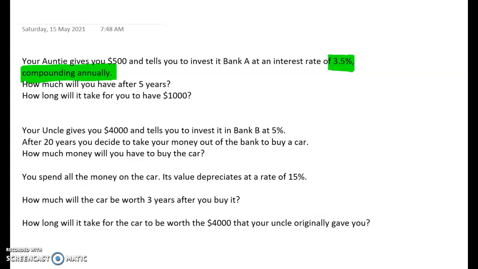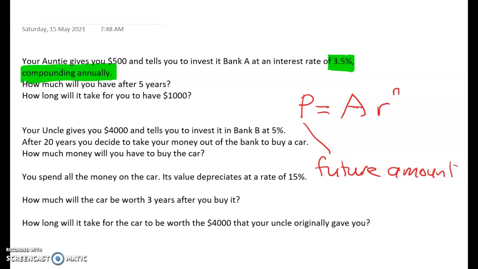The formula that we're going to use to solve problems like this is this one here, which is P, which is a really stupid letter to use for the future amount. We've got P is equal to A times R to the power of N, or sometimes you'll see P is equal to A times R to the power of T.